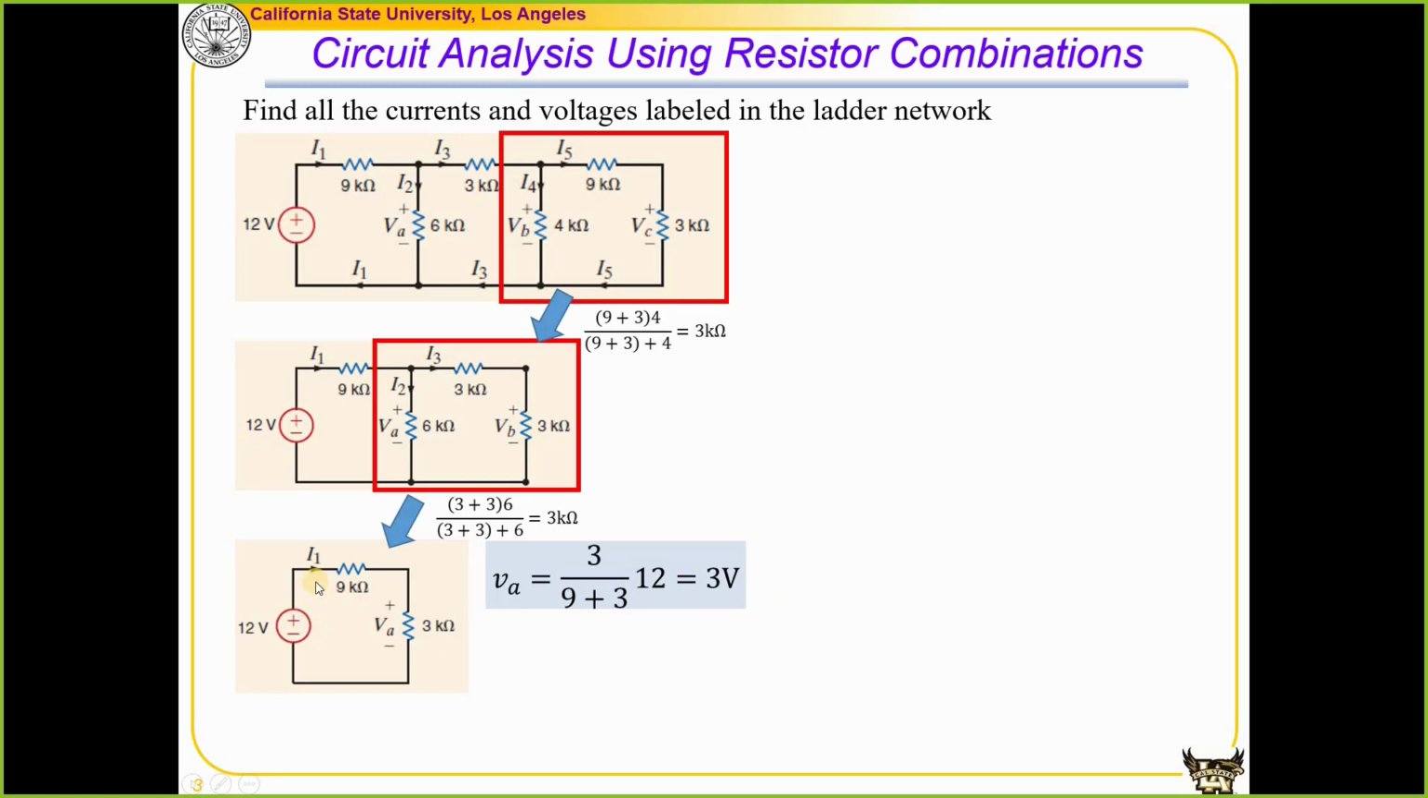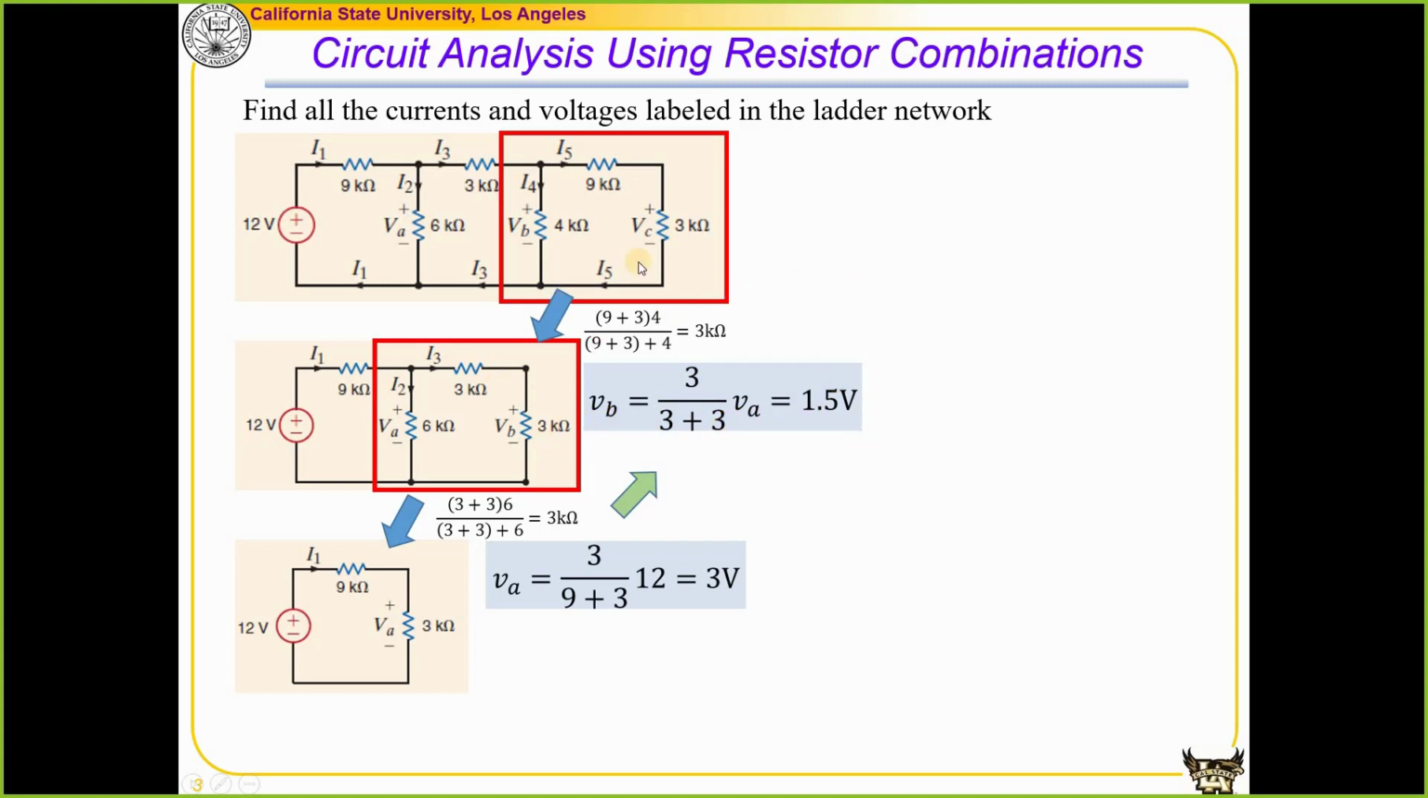We can also find the current by using Ohm's law. Looking at this resistor and applying Ohm's law, the current I1 is equal to this 3 volts divided by the 3 kilo ohm. After we find VA, which is the voltage between these two nodes, here we have another voltage division circuit to find VB. So VB is part of VA, depends on the ratio of these 2 resistors. Since they are the same, VB is 3 over the total 3 plus 3, that is half of VA. That's how we find VB.